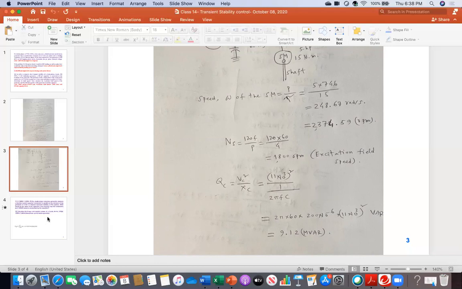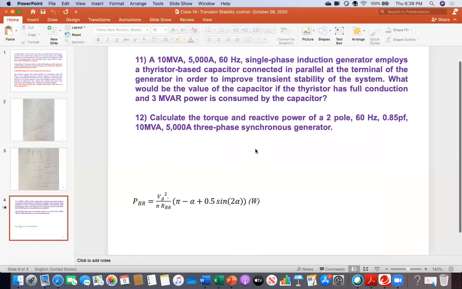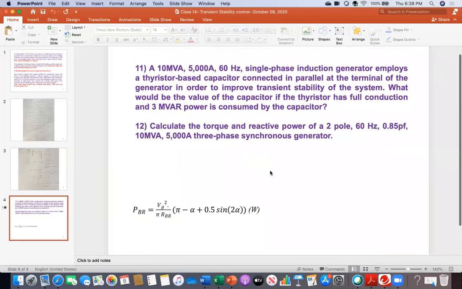In the meantime, Lakshmi and Manoj, you can start. There are two more problems for today, only two more. Can you see, Lakshmi and Manoj? Yes, Dr. Ali. So read number 11 and number 12. Can you just take a photo of problems 11 and 12, and even the last equation?